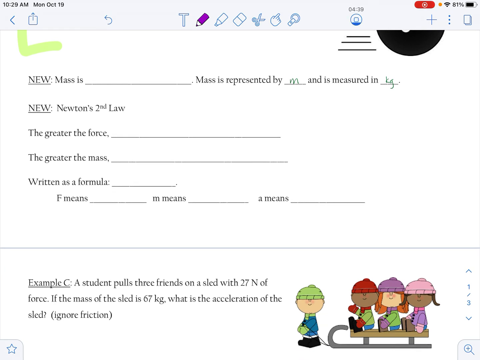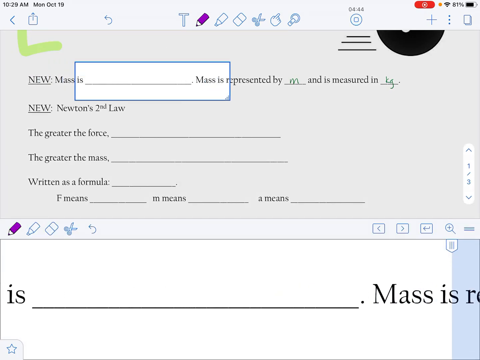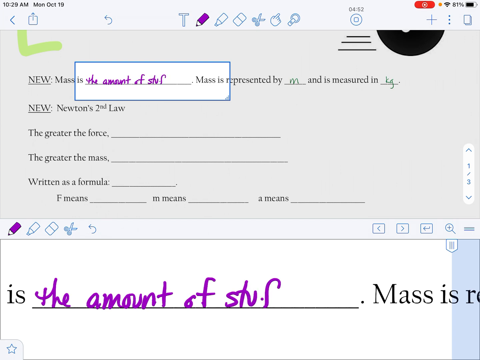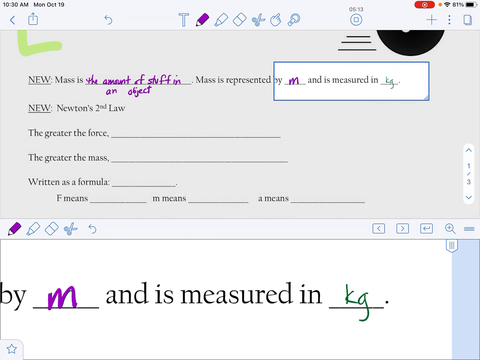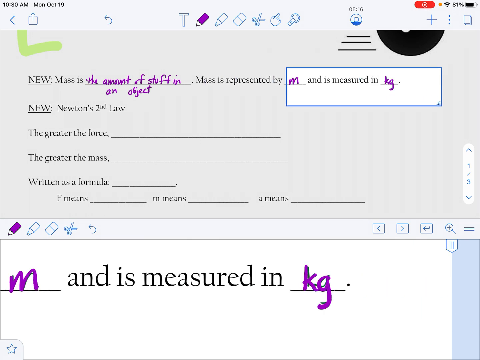Here we have one new term that we're going to need in order to talk about Newton's second law. So mass is the amount of stuff. I know that's really scientific, huh? In an object. You can think of it as matter, you can think of it as molecules, but mass is the amount of stuff in an object. Generally, bigger things have more mass and smaller things have less mass. It's not totally true all the time, but in general. Mass gets represented by the letter M and is measured in units called kilograms.